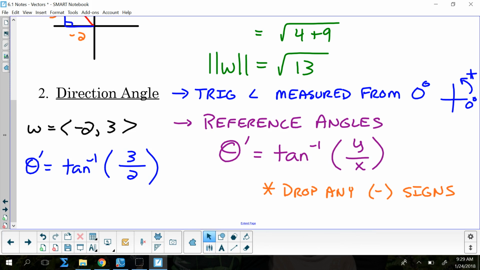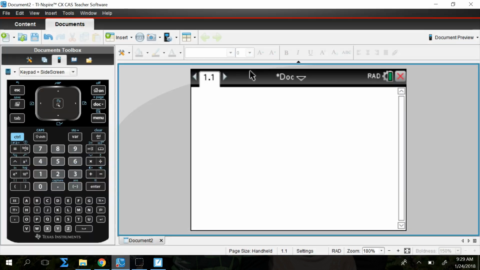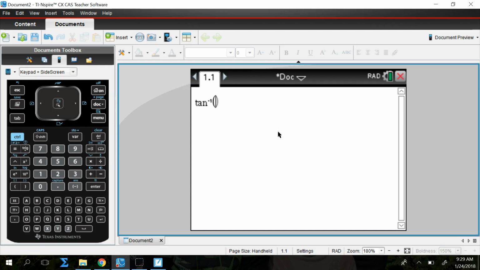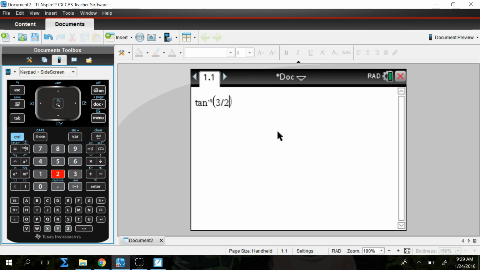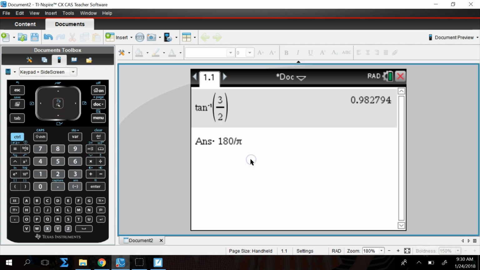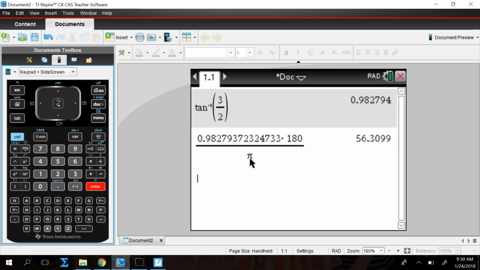Okay. When you do that on a calculator, and please do that on a calculator now, the inverse tangent of 3 divided by 2 is going to give you that, but mine's in radians, so I'm going to multiply that by 180 and divide that by pi. That's going to give me 56.3099 degrees.